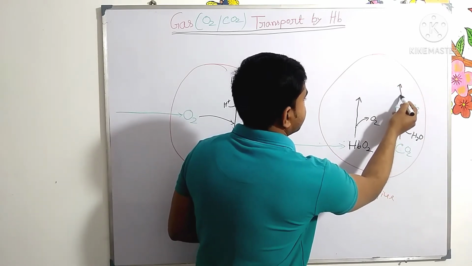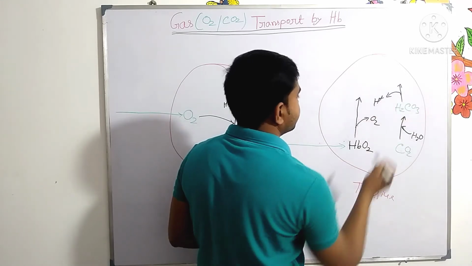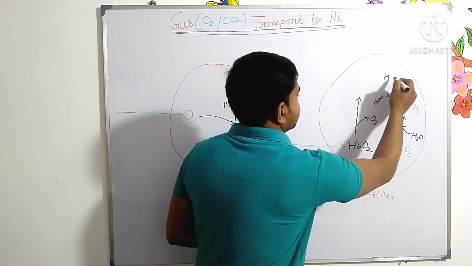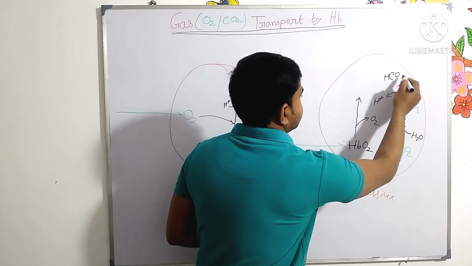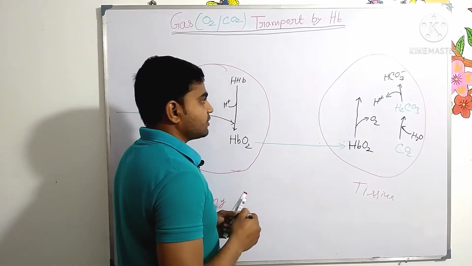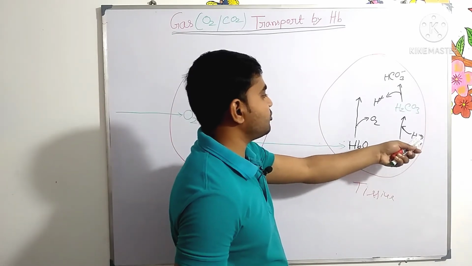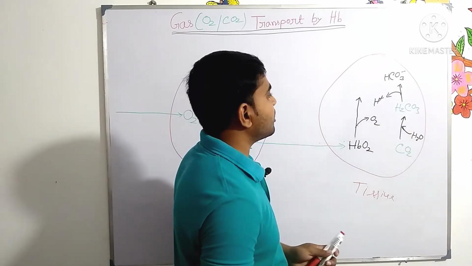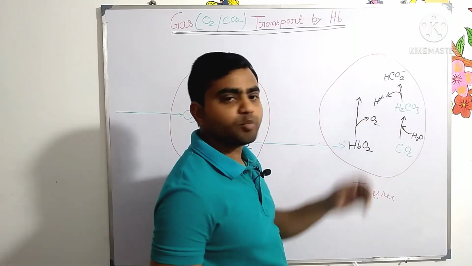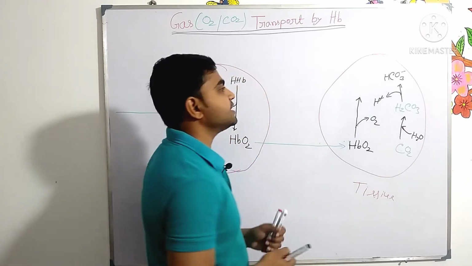H2CO3 releases one hydrogen ion, and the HCO3 minus ion is formed. So CO2 with the help of water forms H2CO3, and this H2CO3 releases one hydrogen ion and forms this negative ion, the HCO3 minus ion.